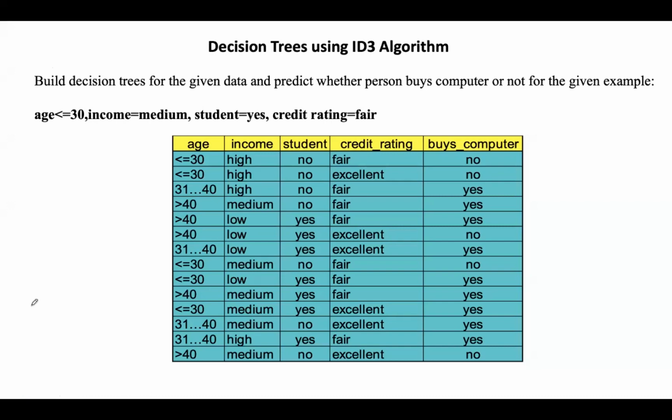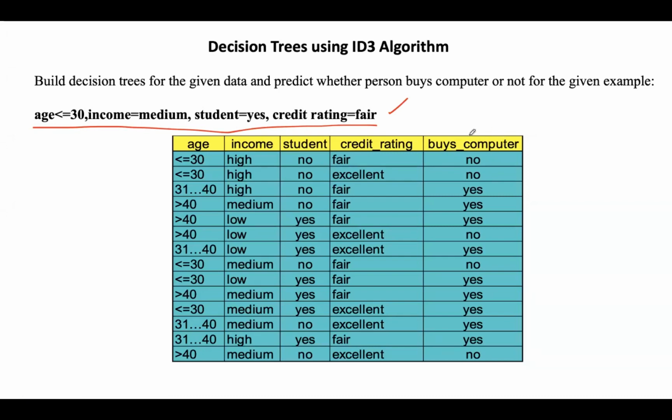Let us discuss how to build a decision tree using the ID3 algorithm. So here the given condition is age less than or equal to 30, income equal to medium, student equal to yes, and credit rating equal to fair. In this situation, we need to predict whether the person buys a computer or not.